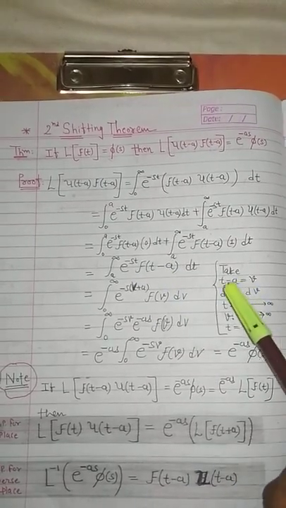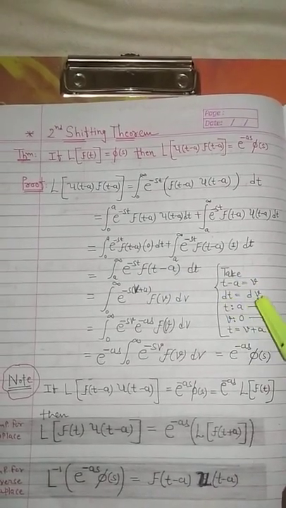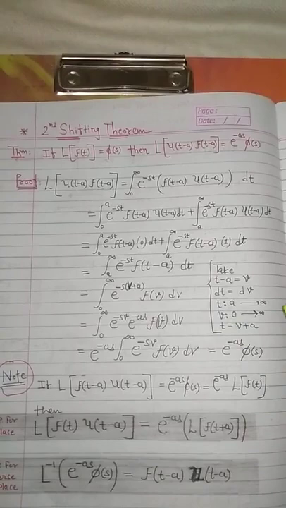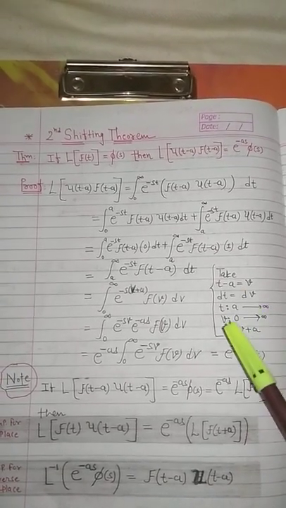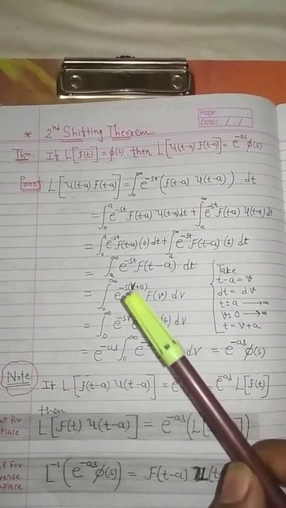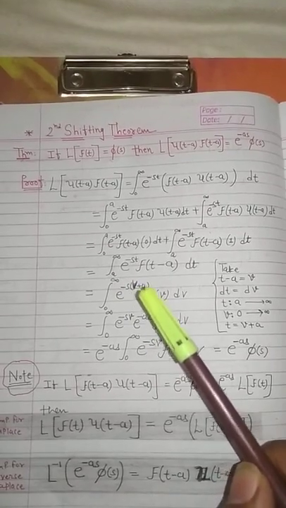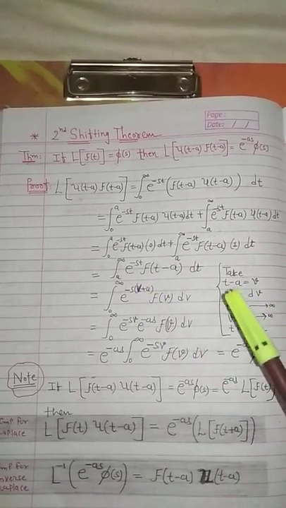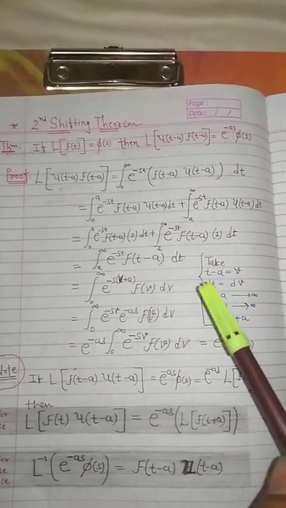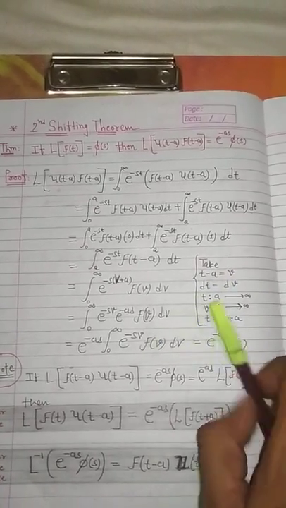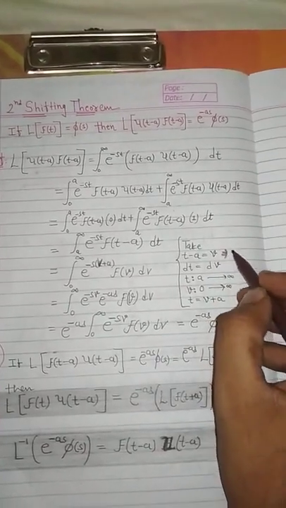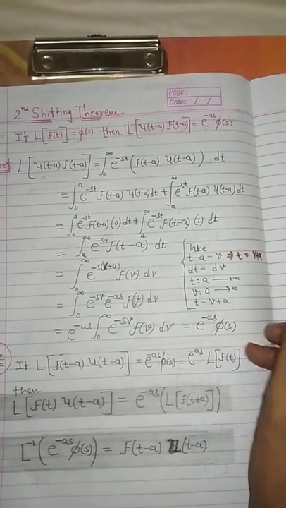Now we take t minus a equal to v, then dt equal to dv because a is constant, and the limit of t is a to infinity. When we put t equal to a, v is 0, so the limits change to 0 to infinity of e raised to minus s into v plus a. It is v plus a because t minus a equal to v implies t equal to v plus a.